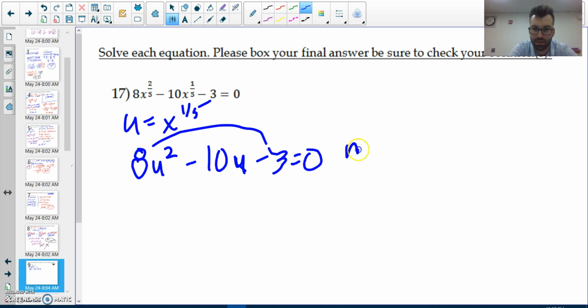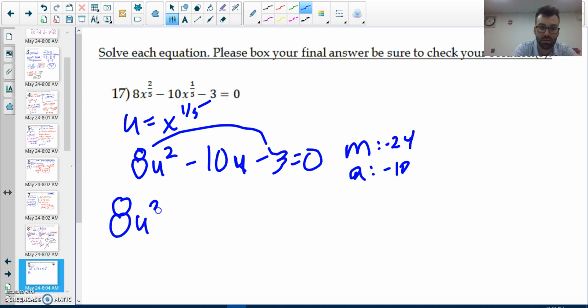8 times 3 gives me negative 24. So two numbers that multiply to negative 24 and add to negative 10. Well, if I have negative 6 and negative 4, they'll add to negative 10, but they won't multiply to negative 24. So you got to be careful. It has to be 12 and 2. So I have to have negative 12u plus 2u minus 3 equals 0.